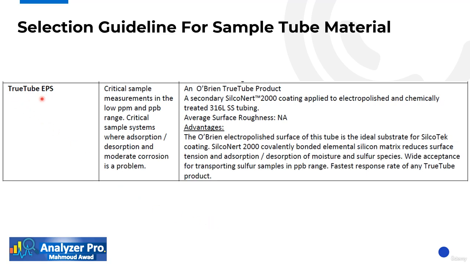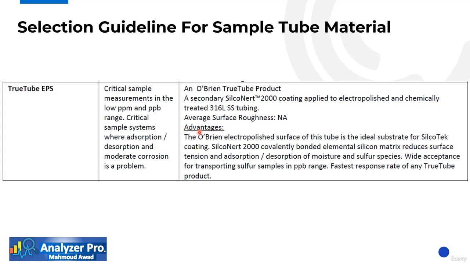The last tube is the TrueTube EPS. This is used for critical sample measurements in the low part per million and part per billion range. Critical sample systems where adsorption and desorption and moderate corrosion is a problem. A secondary Silconert 2000 coating is applied to electropolished and chemically treated 316 stainless steel seamless tubing.